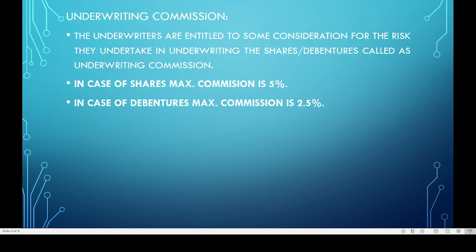Next we will see what the meaning of underwriting commission is. Any work people do, none of them will do it free of cost. So underwriting commission is nothing but the monetary benefit given to the underwriter for underwriting shares or debentures. For the work done by the underwriter, the company which has given the underwriting will pay some monetary benefit. That monetary benefit is called underwriting commission. In case of shares, the maximum underwriting commission is 5%. In case of debentures, the maximum commission is 2.5%.